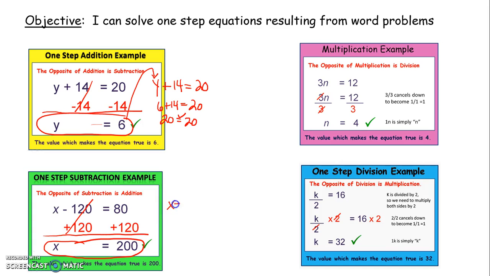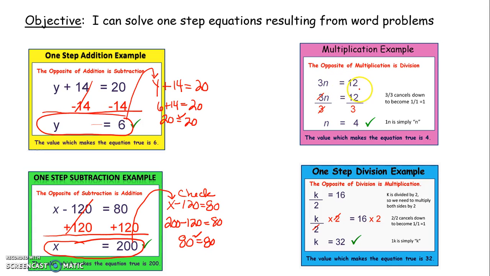And you could always check that. x minus 120 equals 80. Last year you probably called these your checks. So when we find out we think x is 200, let's substitute it in. 200 minus 120, I'm hoping that's 80. Well, what's 200 minus 120? Oh, 200 minus 120 is 80. 80 equals 80. Beautiful.